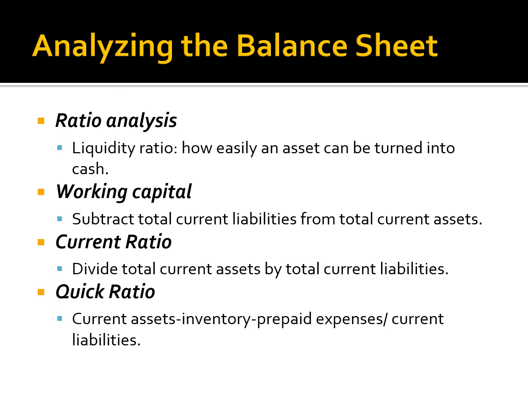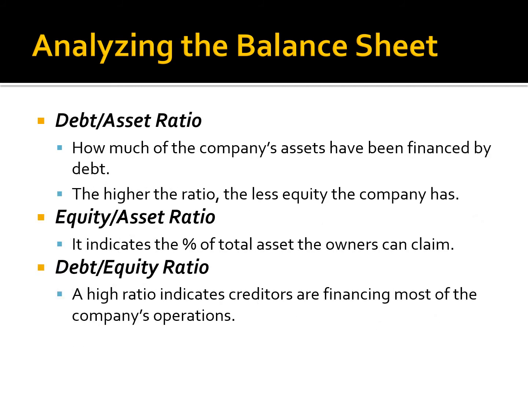Then you have the quick ratio. This is when you add up your assets, inventory, and your prepaid expenses and divide it by your current liabilities. The debt asset ratio is how much of the company's assets have been financed by a loan or some kind of debt. Basically, the higher the ratio, the less equity the company or the owner has. The equity asset ratio indicates the percentage of the total asset the owners may claim. Then you have the debt equity ratio. A high ratio indicates the creditors are financing most of the company's operations.